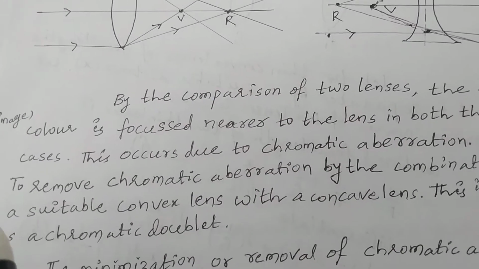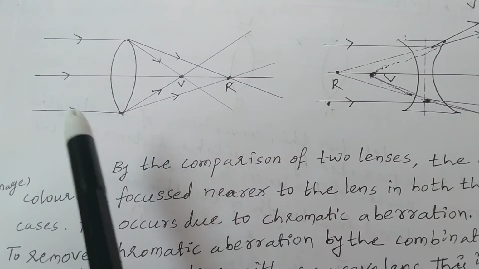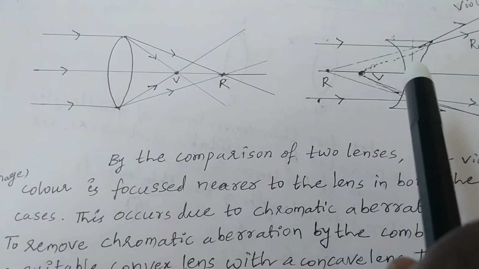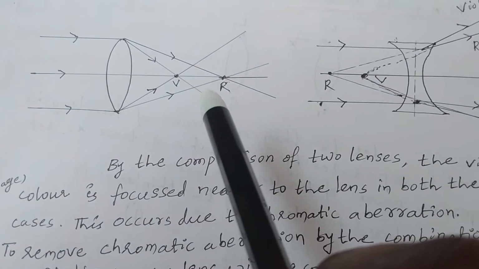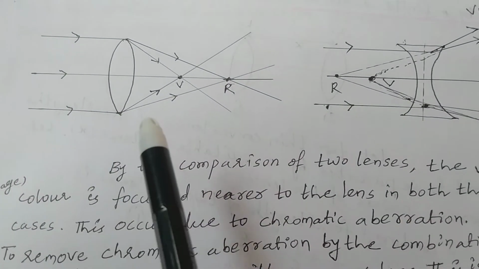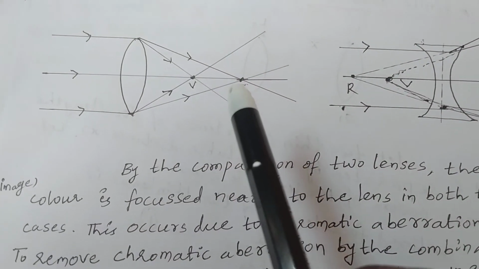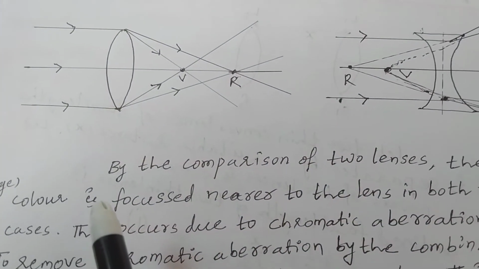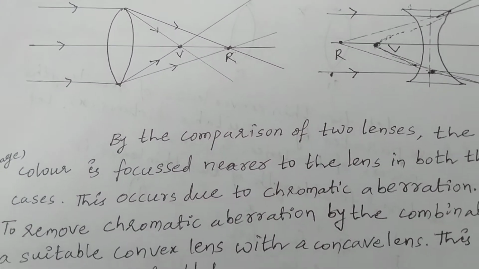Here white light is used, so 7 images are formed along the longitudinal aberration. In this also 7 images are formed, but they appear blurred due to the aberration. Lateral aberration also occurs. Now we want to remove the aberrations and get a clear image. That's why we use a combination of two lenses to remove the chromatic aberrations.